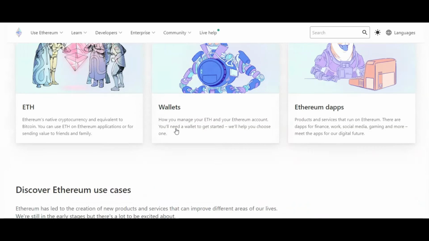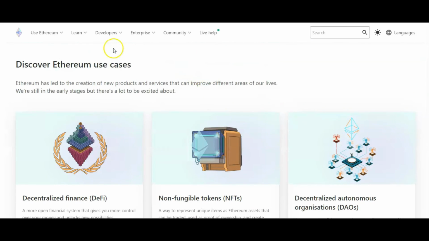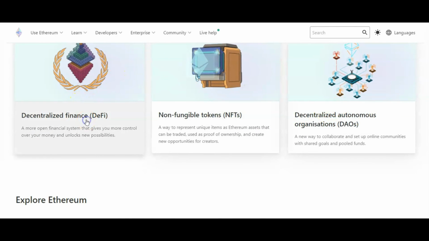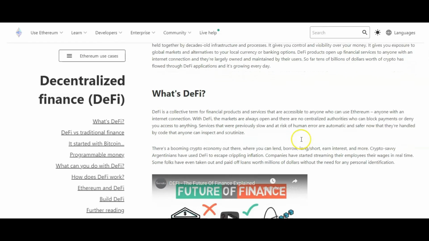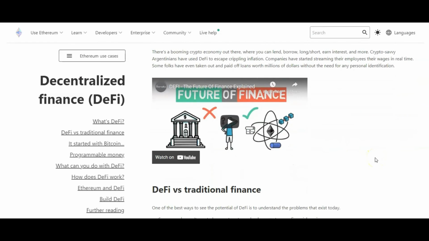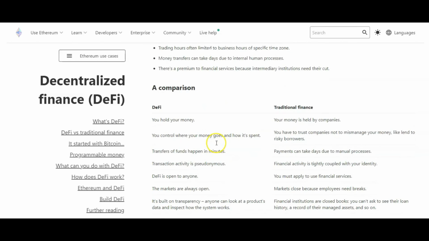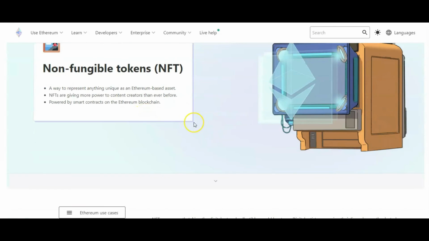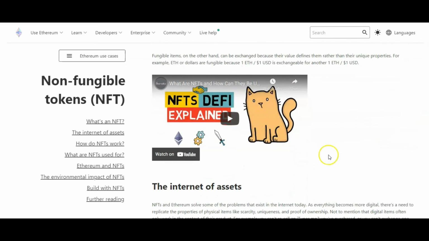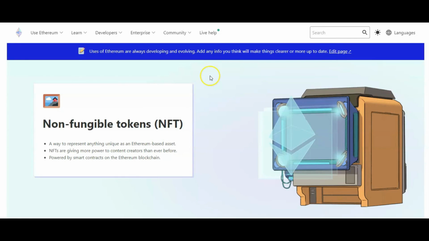As you see, this website is full of information for you to explore when it comes to Ethereum. And I recommend that when you come over to this website, come down here and check these out in greater detail. So if you click on decentralized finance, DeFi, you're going to learn a lot about what decentralized finance is and why it is the future of finance. Okay, so you can watch this quick video. It's about a 15-minute video. Watch this video. You will learn more about DeFi versus traditional finance. Okay, get a very good idea regarding that. And then come back here, check out what non-fungible tokens are. Great videos explaining this in more detail. But that is what Ethereum is all about.